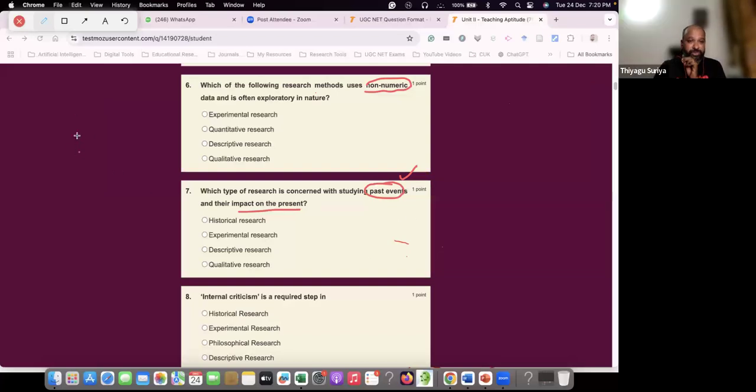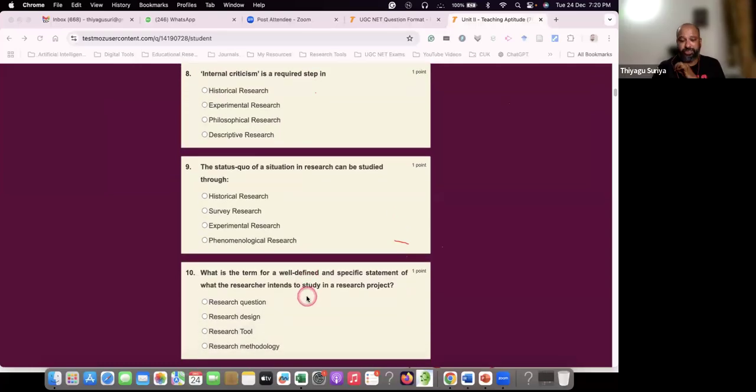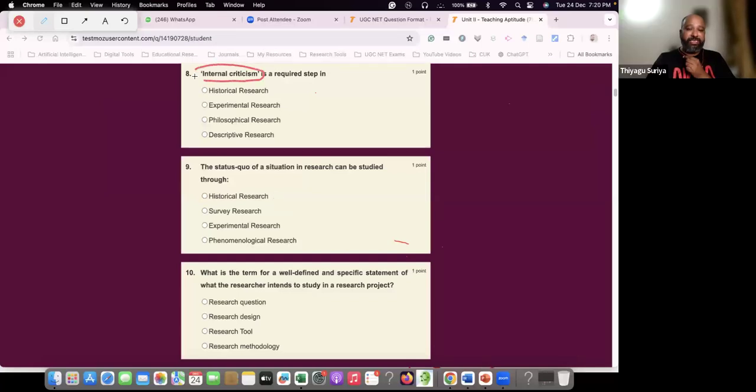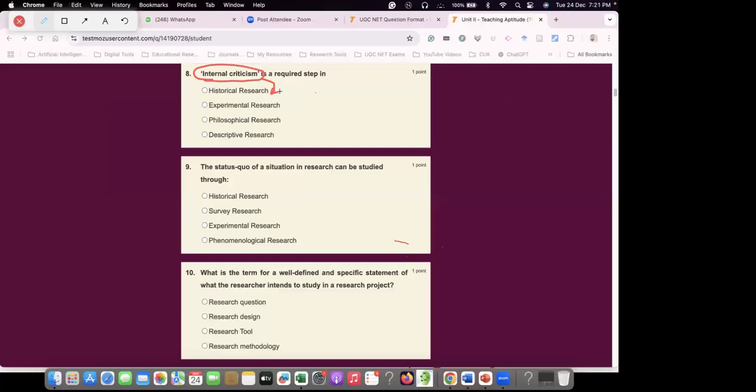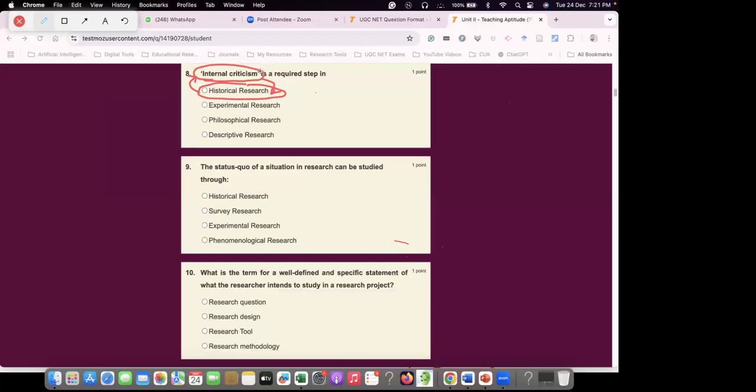Now another question. Internal criticism is required in which research? They are talking about historical research. Internal criticism and external criticism are meant for historical research. Please kindly note, wherever you find the terms criticism, internal criticism, external criticism, it is part of historical research. I request all the participants to look at this carefully. This is one of the characteristics of historical research, internal criticism as well as external criticism. So wherever you find the term criticism, it is related to the historical method.